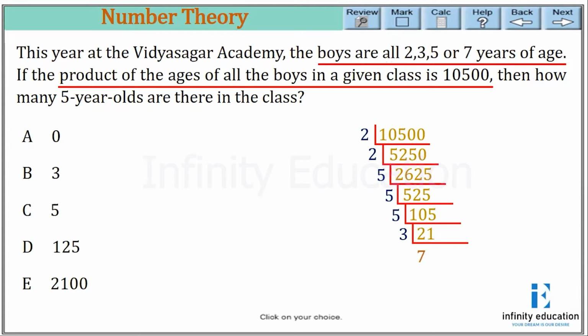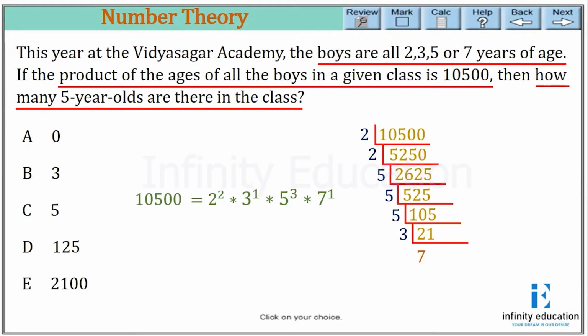So I can say 10,500 equals 2 square into 3 to the power 1 into 5 cube into 7 to the power 1. Now the question is why 2 square? Because 2 is coming twice. We can see 3 is coming only once, 7 is coming only once, but 5 is coming thrice. That's why the power of 5 is 3. Now the question is asking how many 5 years old are there in the class. So we can see there are 3 fives available in 10,500. So B is the answer to the question. I hope the question is clear to you.